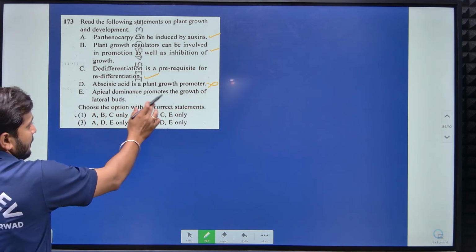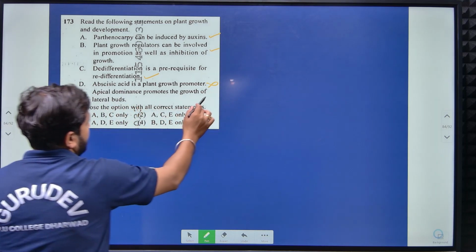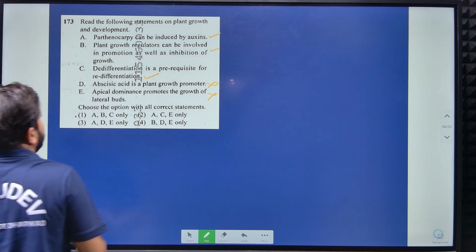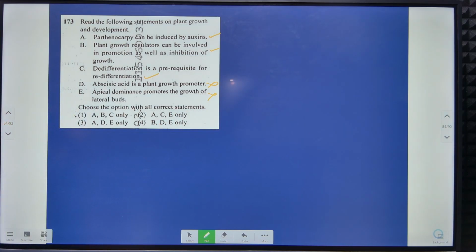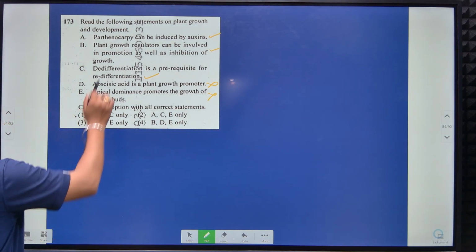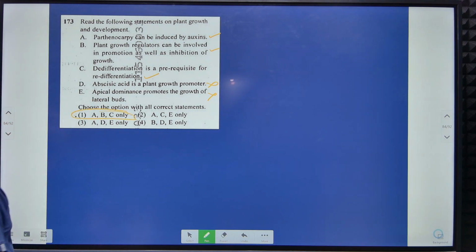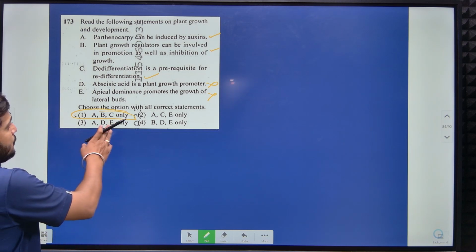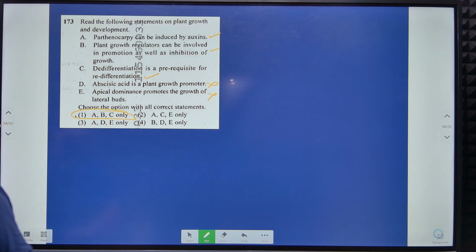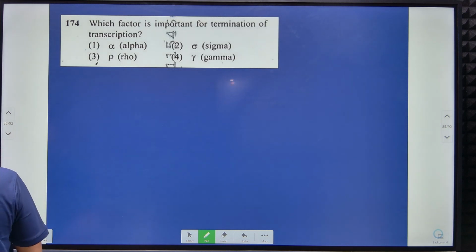Then apical dominance promotes the growth of lateral buds, no, right? So if you consider overall, here A, B and C are the only correct ones with respect to this, right? So that we can find out, choosing the option with all correct statements, and that is option 1, correct here, right?